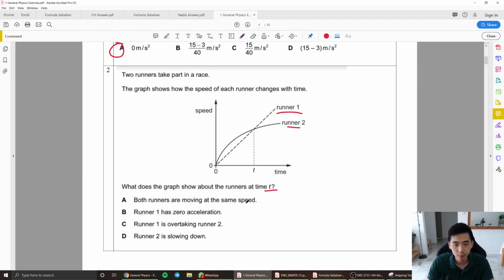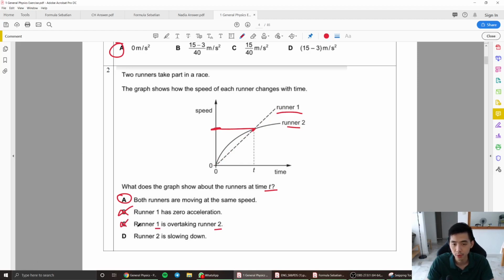Both runners are moving at the same speed. This is definitely possible because at time equals to t, runner 1 and runner 2 are moving at exactly the same speed. Runner 1 has zero acceleration. This is absolutely impossible because runner 1 has a constant gradient, indicating constant acceleration. Runner 1 is overtaking runner 2.